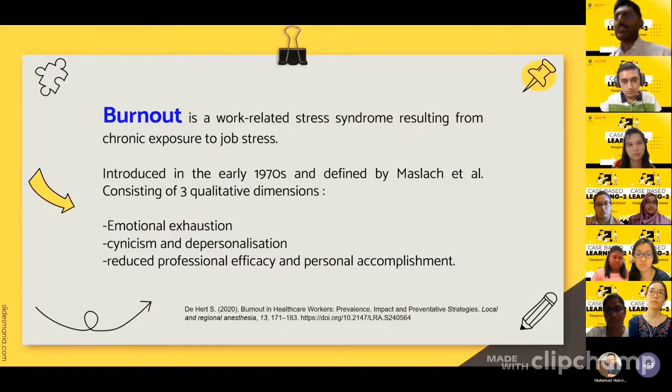Let me begin. All right, so burnout is something that we've all experienced. It's a work-related stress syndrome resulting from chronic exposure to job stress, and in the 1970s was defined as having 3 qualitative dimensions. One is emotional exhaustion. Next is cynicism and depersonalization. And third is reduced professional efficacy and personal accomplishment.